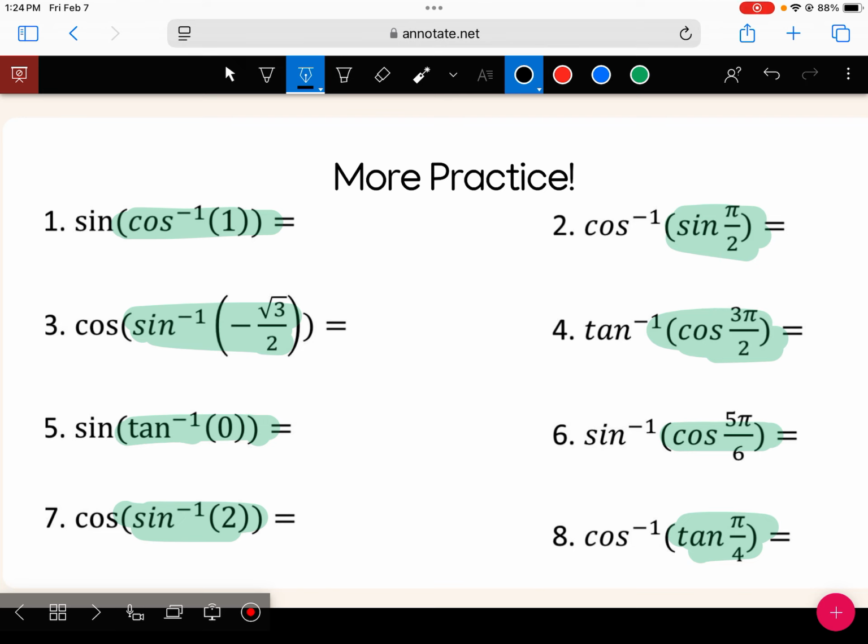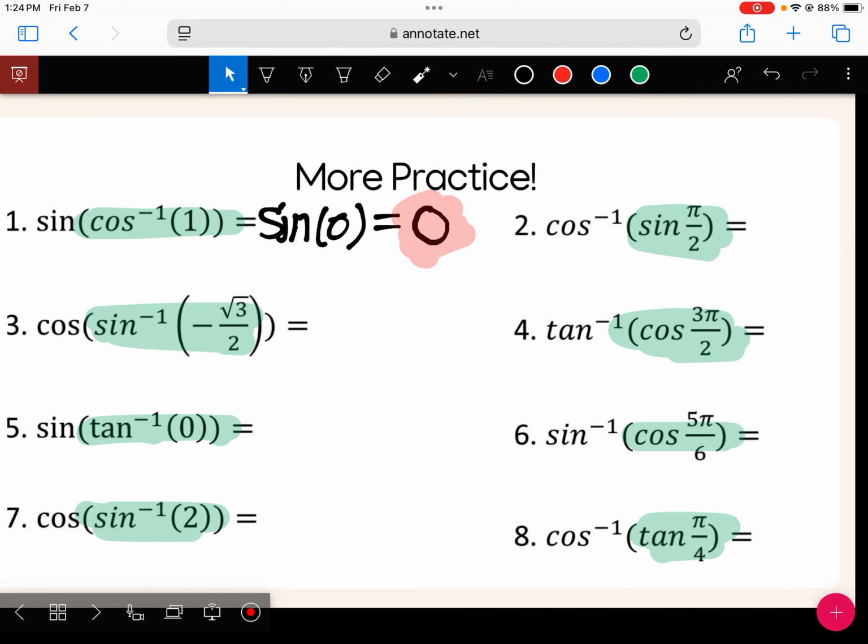Can somebody find where on my graph cosine is 1? It's at 0. Yeah. Sine of 0 is what? Ta-da! That's the whole thing. Wait, I gotta write that. Okay, now I'm going to do number 2.